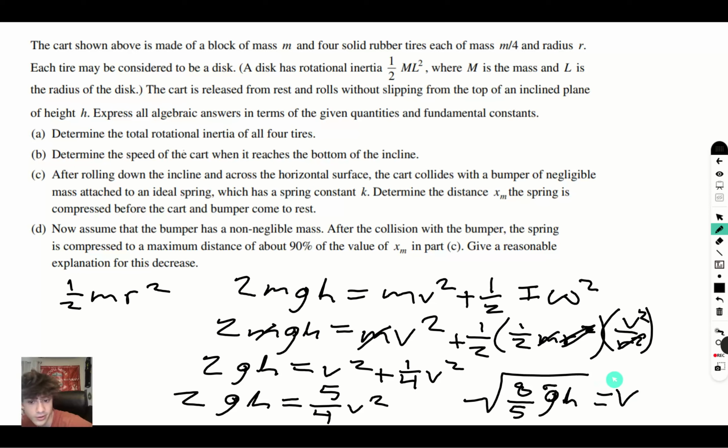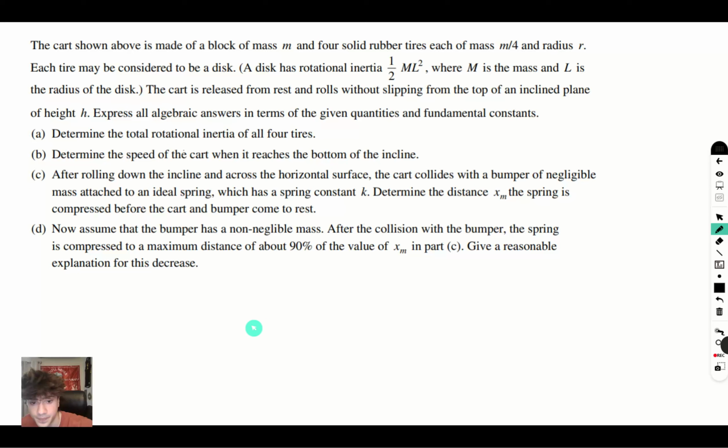So there you go, there you have it. Square root of 8gh/5 will be your velocity at the bottom of the plane.